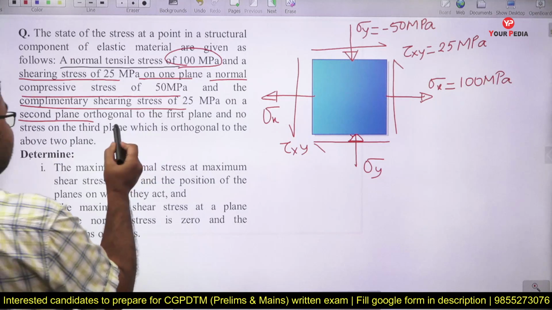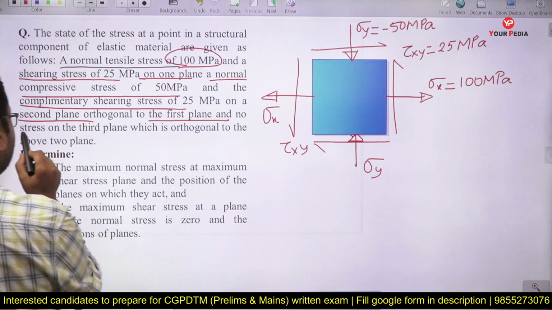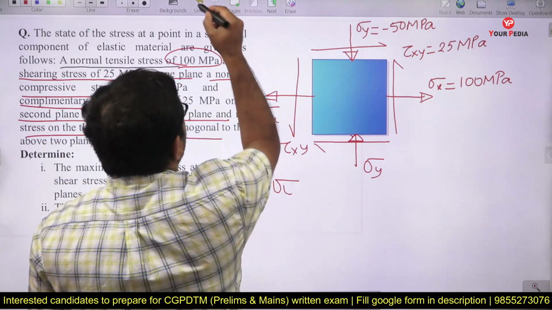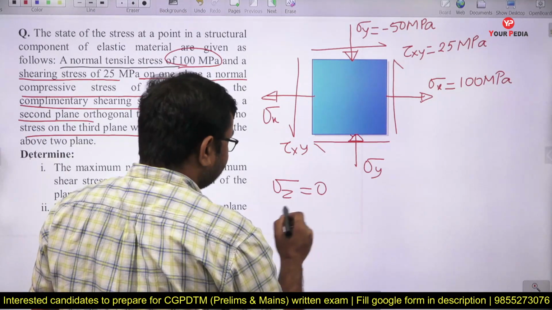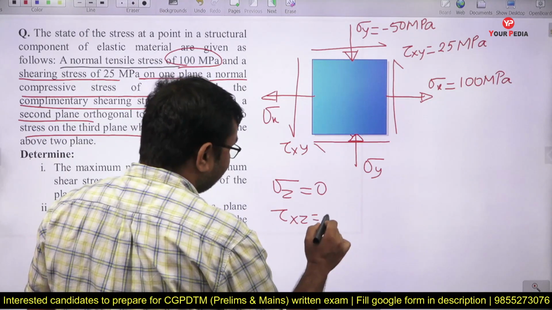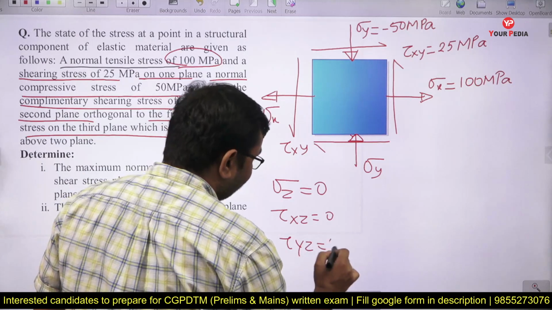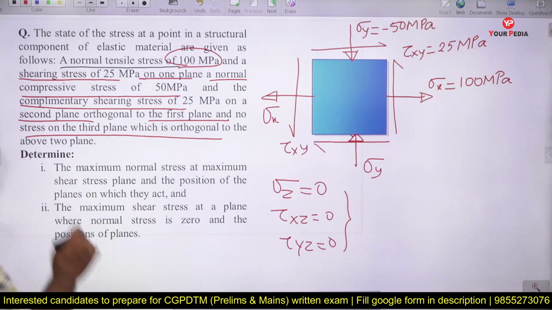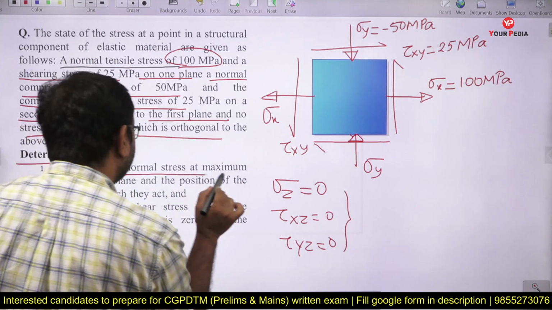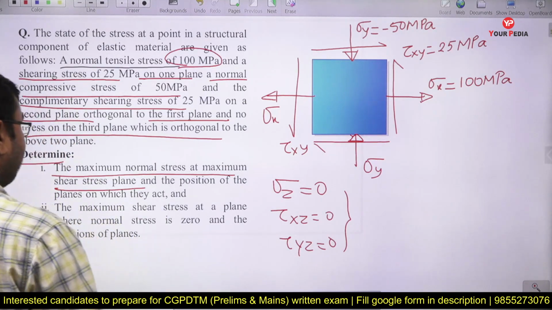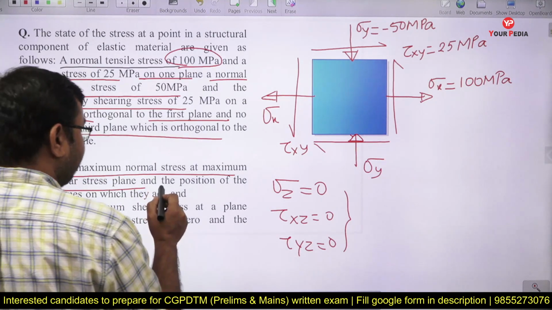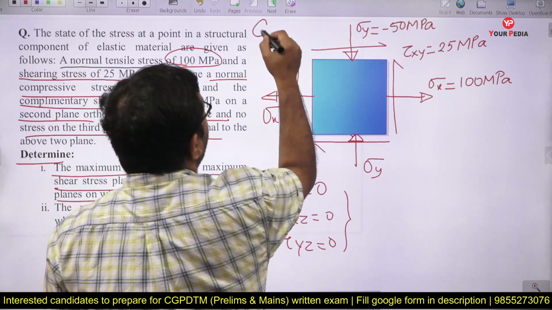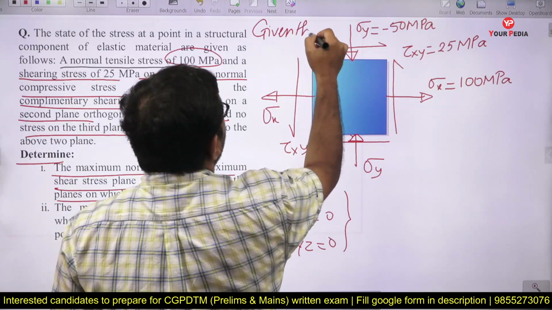Now, you can see orthogonal to the first plane and no stress on the third plane. Stress in the third plane means sigma z is equal to 0 and similarly tau xz is equal to 0 and tau yz is equal to 0. Correct? According to the question this information is given. Correct? So determine, now what do you have to find out, the maximum normal stress at a maximum shear stress plane and the position of that plane on which they act. It means this is the given data, which is already given in the question.